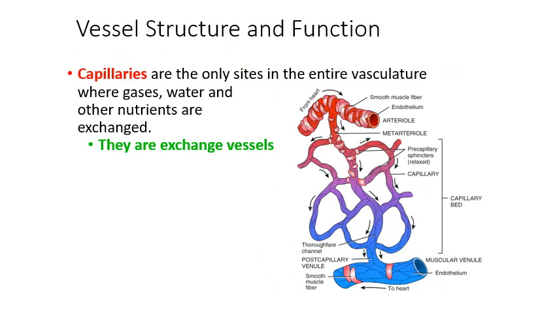Right, so here's another picture of that. So we can see the capillary bed here. We can see our arteriole here, and these little smooth muscle rings, these precapillary sphincters, that when those are relaxed, blood will be able to flow into the capillary bed, and when they're constricted, blood will not be able to flow into those capillary beds.